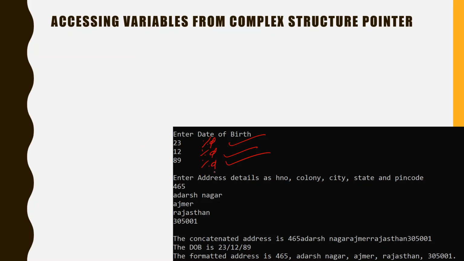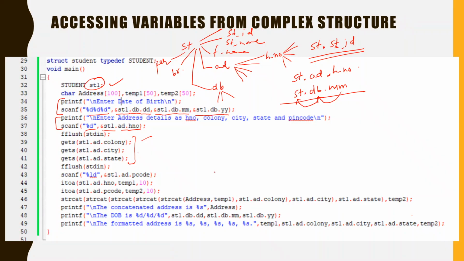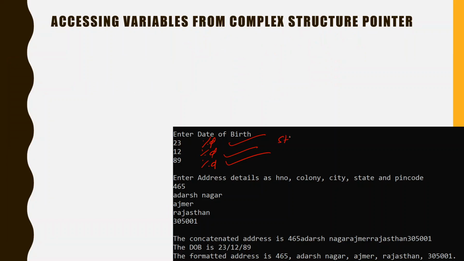Okay, and these are stored in st1.db. db is date of birth, and it's dd, that is the date. Okay, then st1.db.month. Okay, then st1.db.year. Okay, so this is how the date of birth is stored.